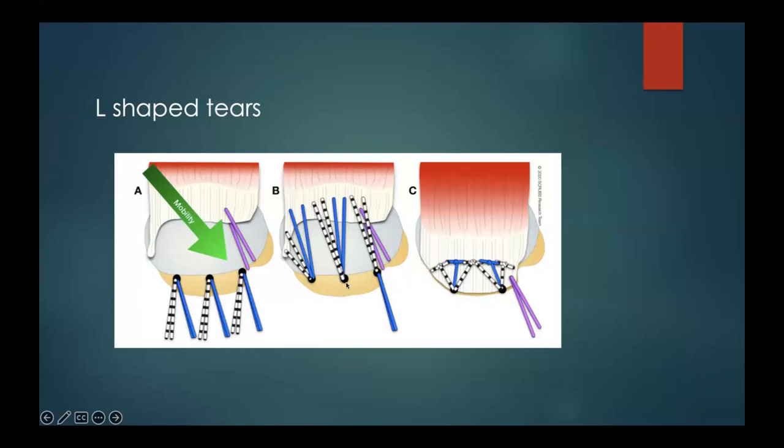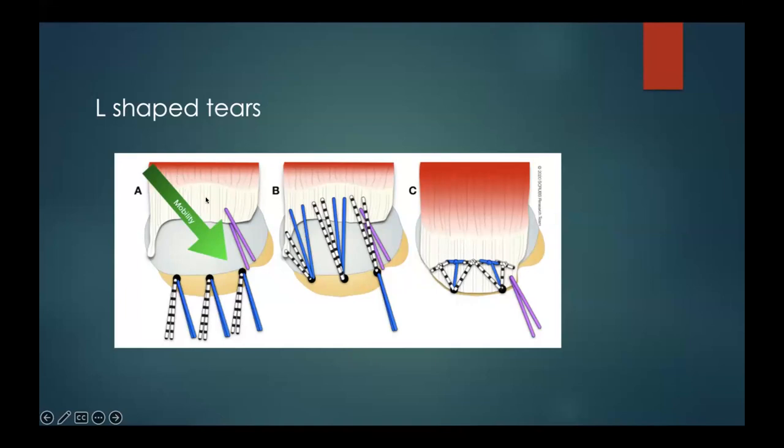This image is a superior view of an L-shaped tear. The mobility is posteromedial to anterolateral, as we can see in the green arrow. The traction suture at the anterolateral corner aids reduction.